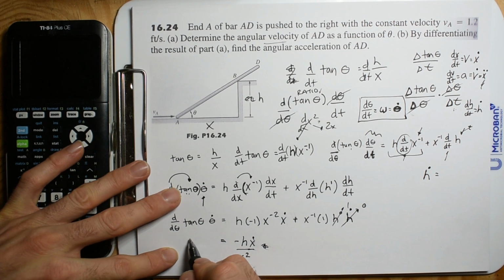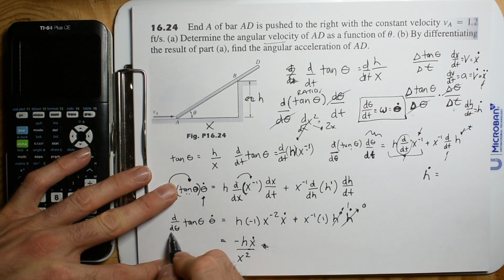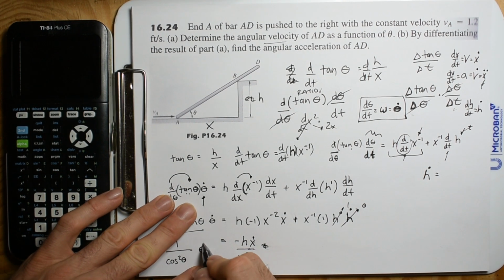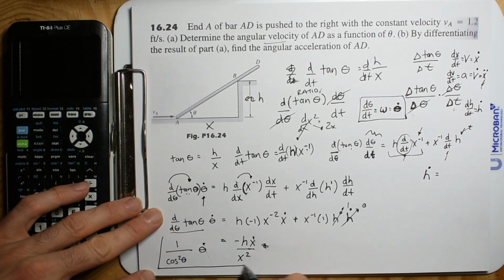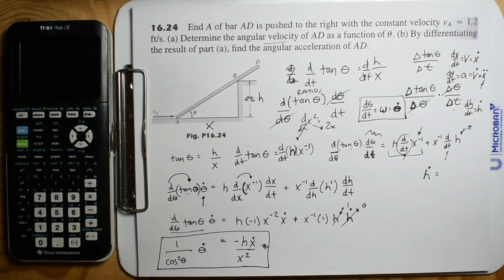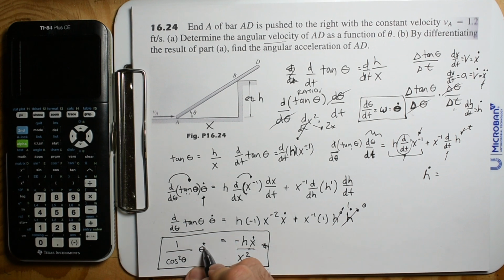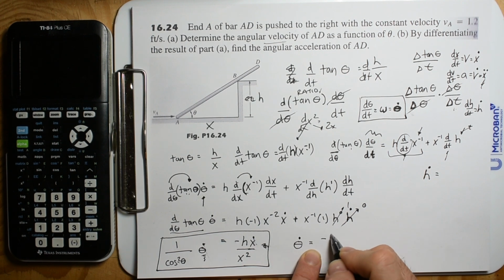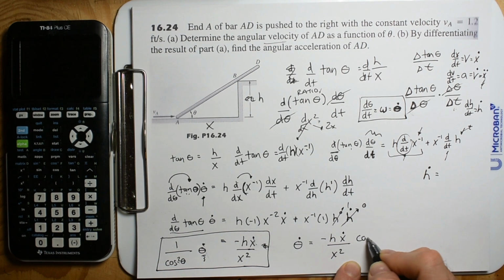And just by a book definition, the derivative of tangent theta is 1 over cosine squared theta. We will do that, but then you're going to have theta dot. So sweet, this is your differential equation. And what we're looking for is this angular speed. So let's get this up top, and you're going to have theta dot is equal to negative h x dot divided by x squared cosine squared theta.